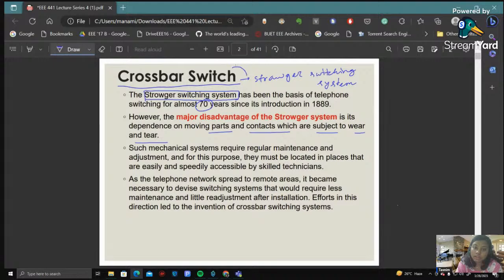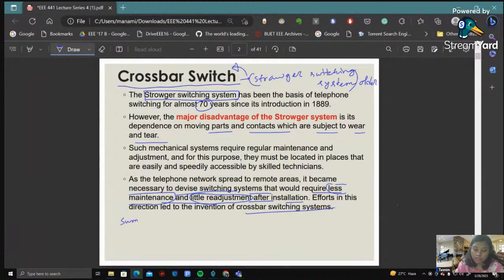The crossbar switch is the developed version. This is older, and then we got rid of all the mechanical hassles and found the crossbar switch. As the telephone network spread to remote areas, it became necessary to devise switching systems that would require less maintenance and little adjustment after installation. Less maintenance and little adjustment are the two requirements. Efforts in this direction led to the invention of crossbar switching systems.